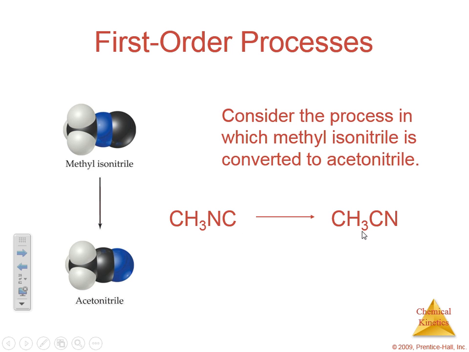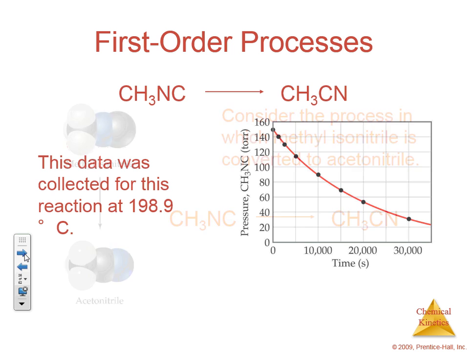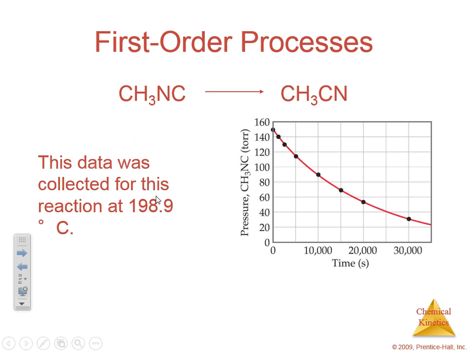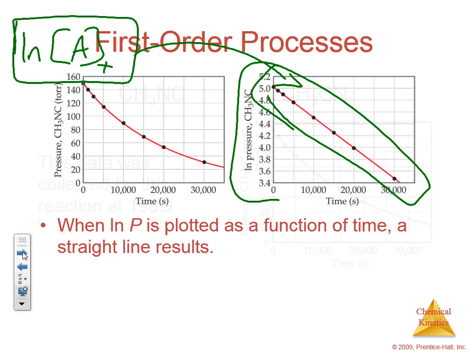Here we go. We only have one product, so that's a really easy way to consider it. It's a first order reaction, and it's a 1-to-1 reaction. Perfect. So let's look at this. This data was collected at 198.9 degrees Celsius. Just like we did in 14.1, we measured pressure versus time, which is good for concentration since we're dealing with gases. Now, when the natural log of P, which is going to be the concentration in this example, is plotted as a function of time, look at what we get.